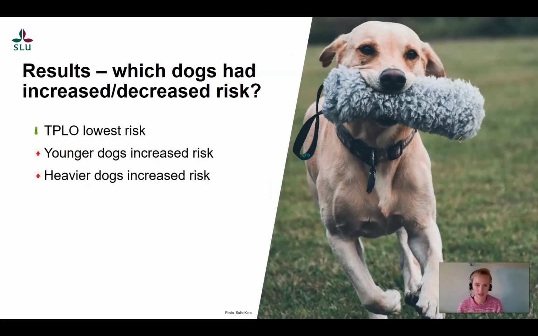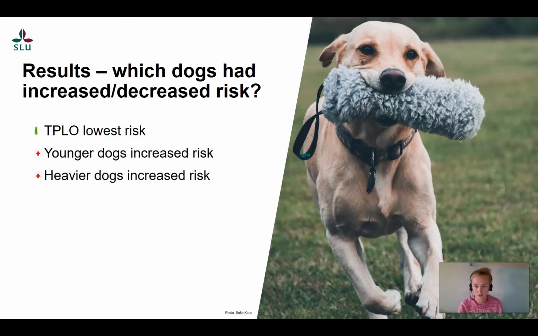So which dogs had increased or decreased risk of such complications? Well, we could see that dogs treated with TPLO had lowest risk of severe complications, while younger dogs had increased risk and heavier dogs had increased risk. And it can be hard to restrict the activity in the postoperative period in a young and very active dog, which could explain this increased risk in the younger dogs.